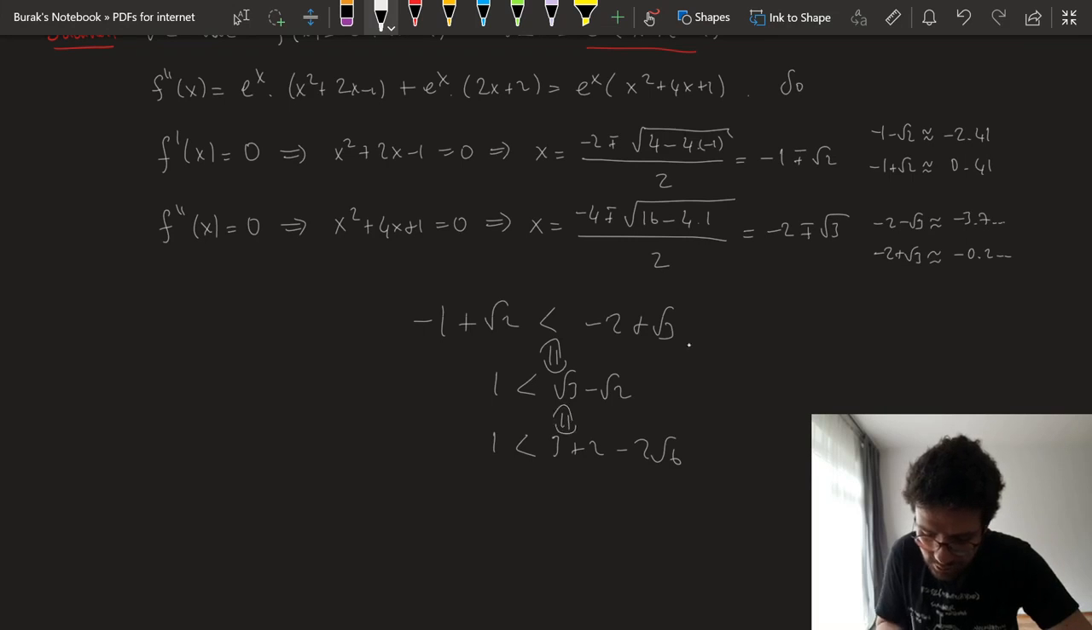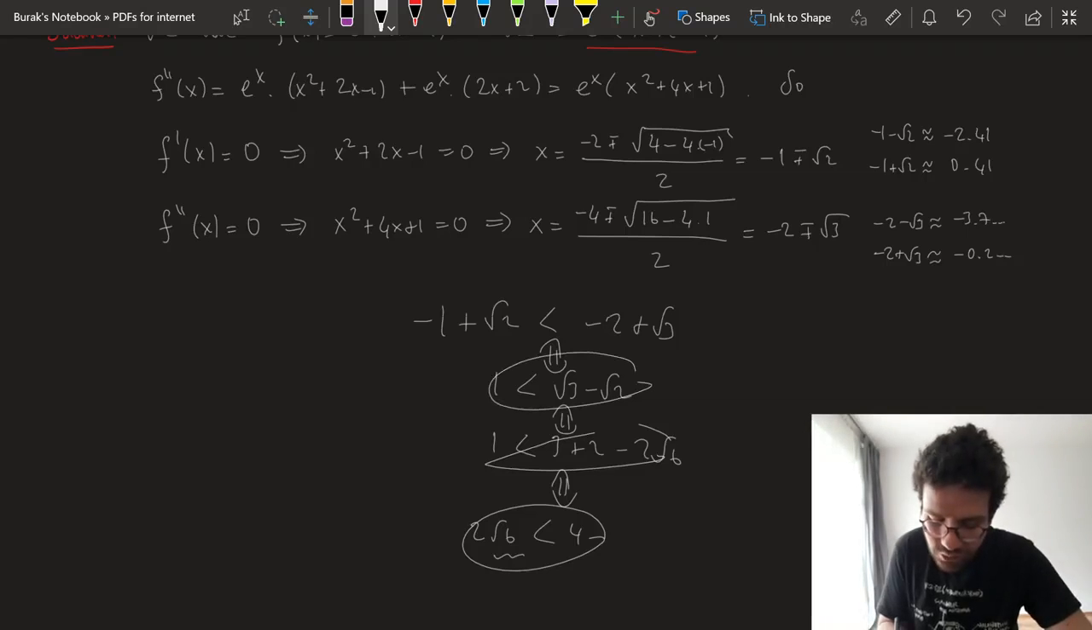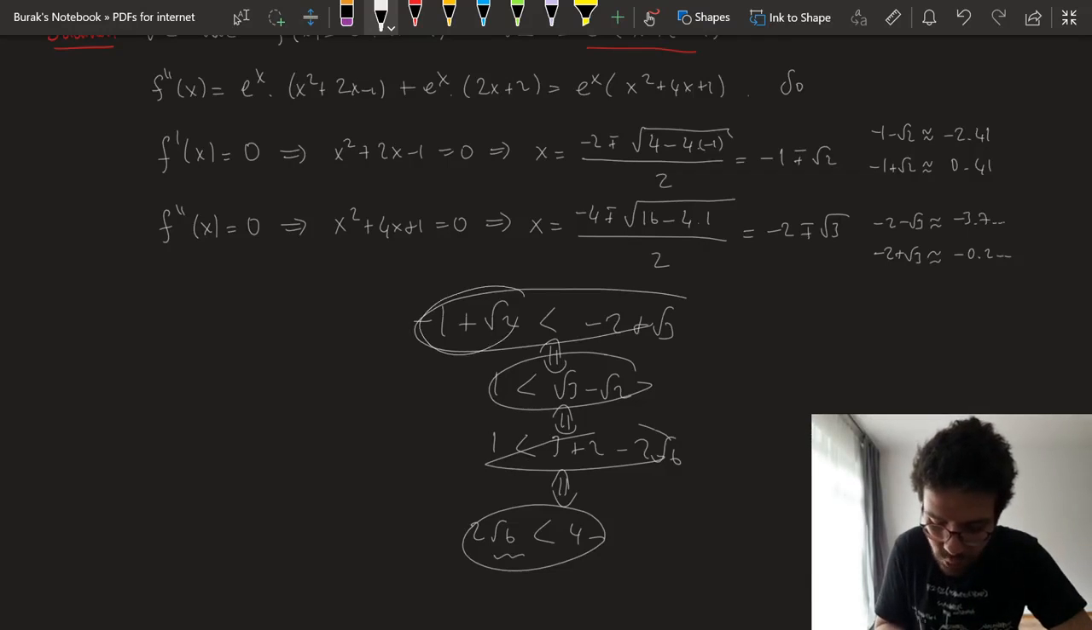So this holds, and then I'm going to put this to the other side and put 1 over here. This should hold, but is this true? This is not true because this is bigger than 2. Okay, this is bigger than 2, so this is not true. So this one is bigger.